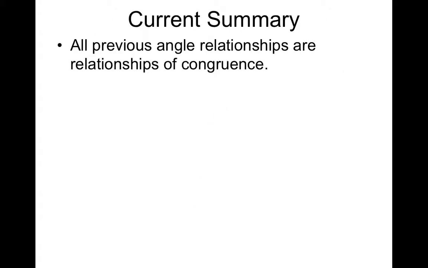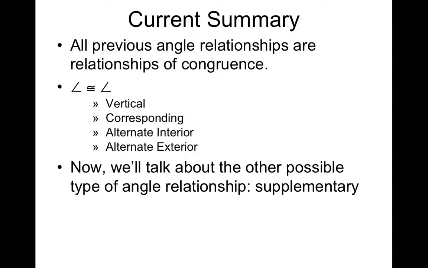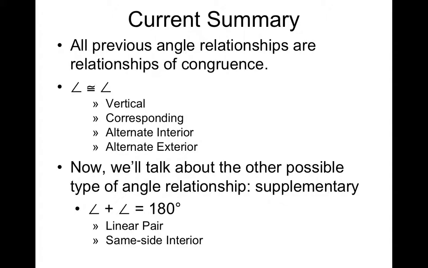So far we've talked about several types of angle relationships, and they're all congruent. Those are vertical angles, angles that are opposite from each other, congruent angles, angles that are in the same relative place, alternate interior, and alternate exterior. Now we'll talk about other possible types of relationships, the ones that are supplementary. That is, they add up to 180. And those are going to be a linear pair, same side interior, and same side exterior. Let's go through and show some examples.